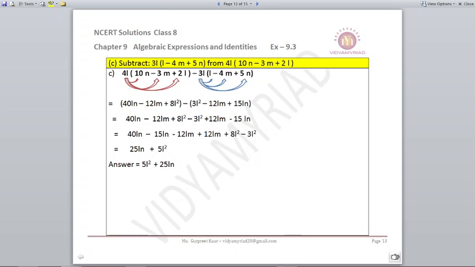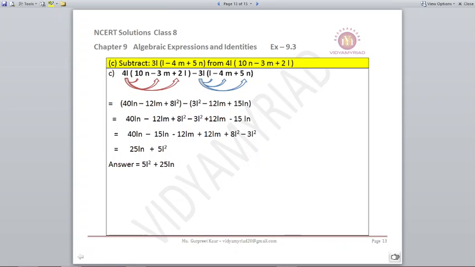Now be very careful. The next step is open the bracket. Your first bracket will remain as it is, that is 40ln minus 12lm plus 8l square, and you have a minus sign. Now take care of the minus sign. Plus will become minus, minus will become plus when you open the bracket. So it means it will become, now 3l square inside the bracket means it is plus, outside it is minus. So minus 3l square plus 12lm minus 15ln.